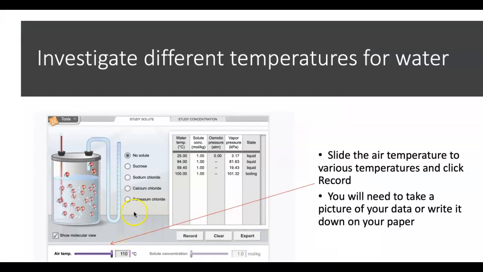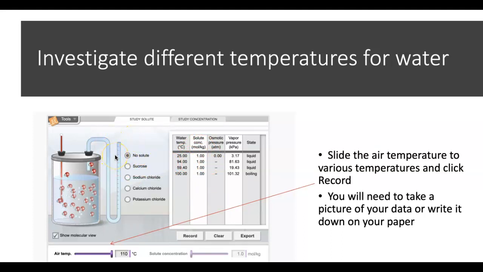And so as we're doing that, the first thing you're going to do is investigate the different temperatures for water. What temperature does water freeze at? What temperature does water boil? The lowest temperature that you can get the water to boil. And then click record, and you'll see these different air temperatures. Your solute concentration here is going to say 1. It's really 0. We're going to add no solute.